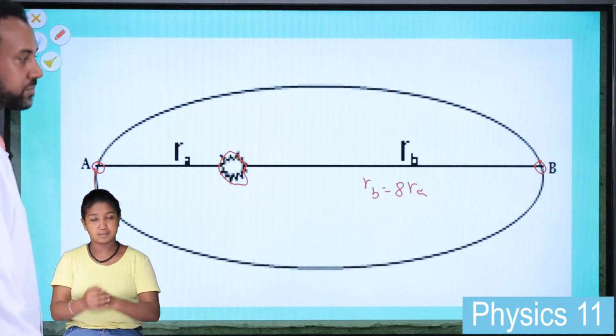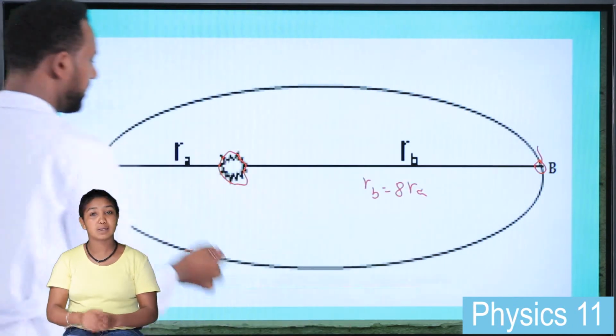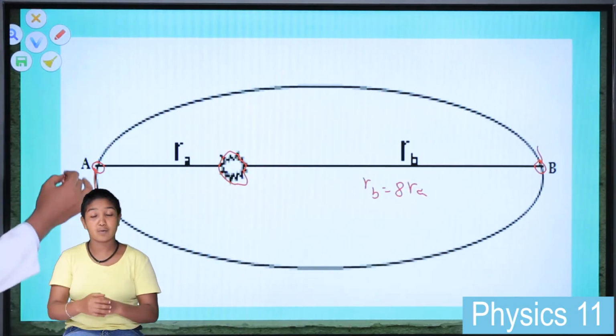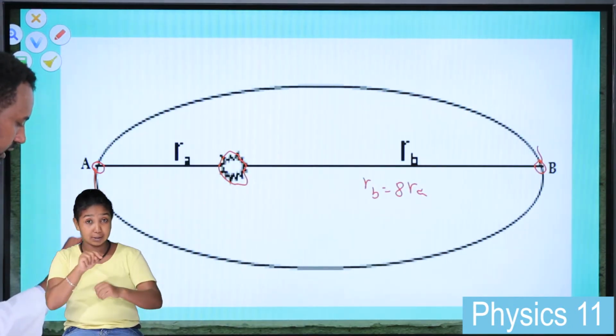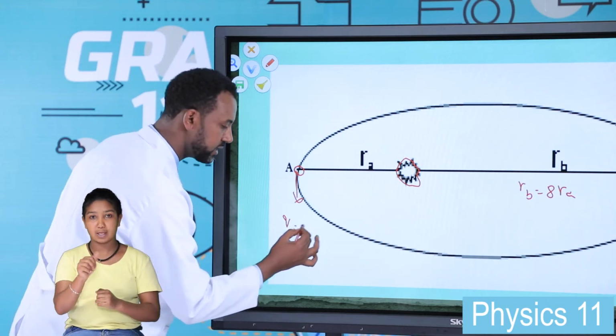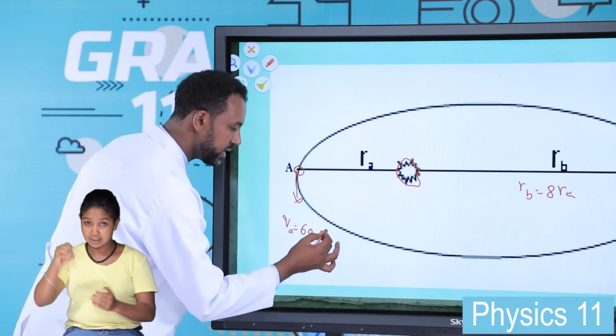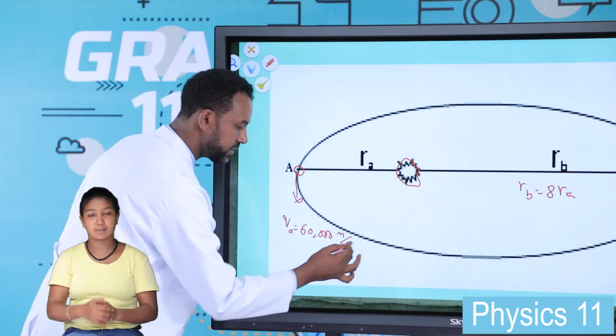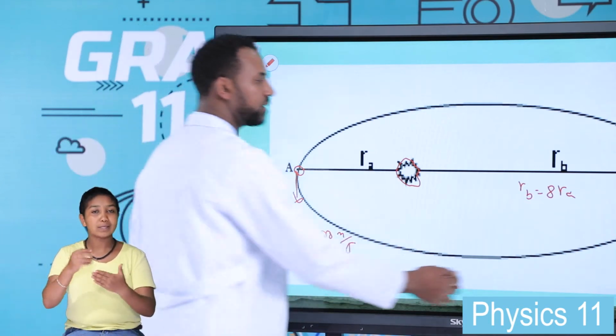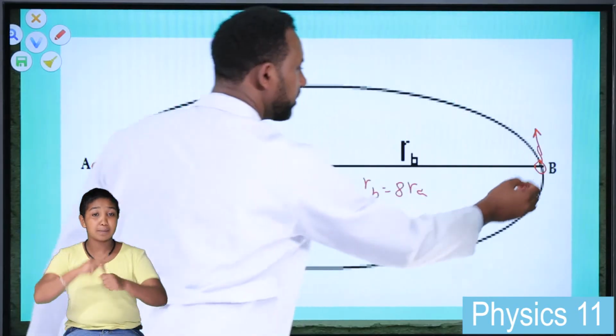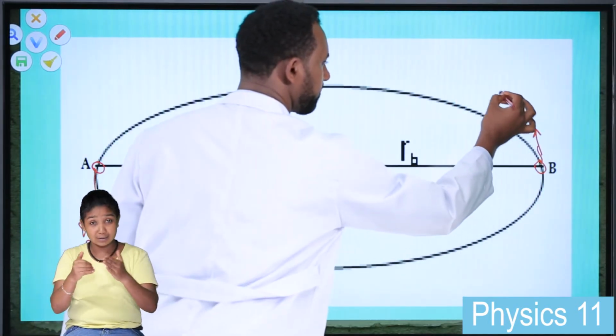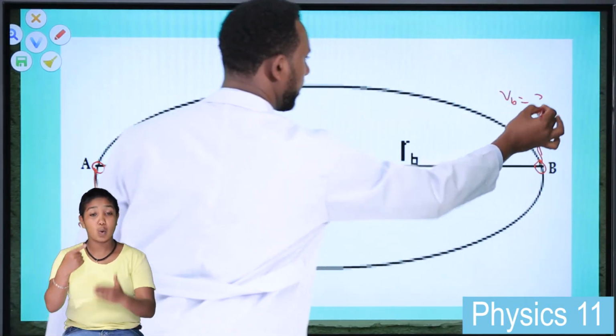Somewhere here. So the question says that the speed of the planet, the velocity at point A, is 60,000 meters per second. So what is the speed of this planet when it reaches point B? What is the velocity at point B?